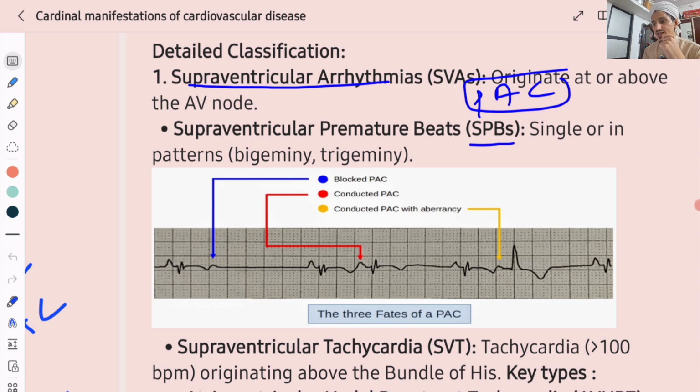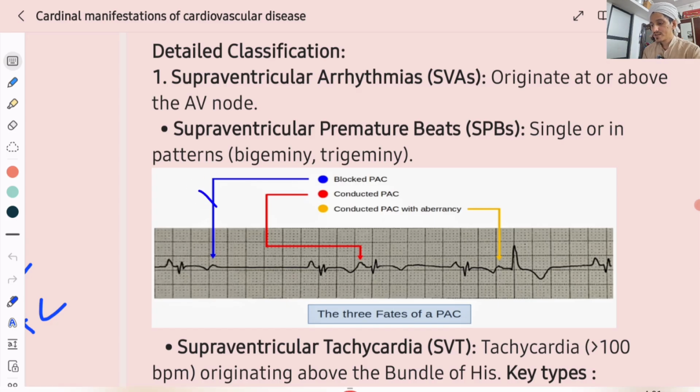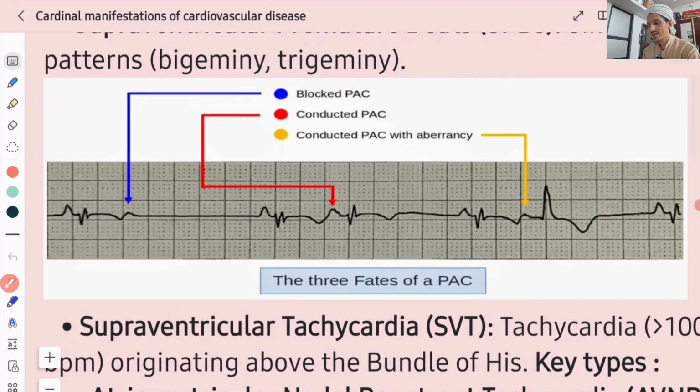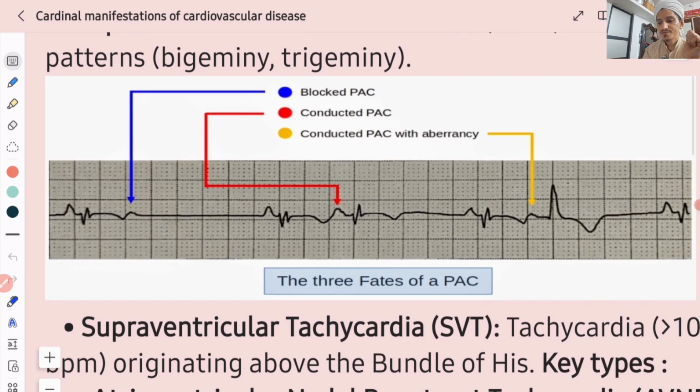They can be in bigeminy or trigeminy. Bigeminy means every alternate beat will be a premature atrial contraction. Trigeminy means every third beat will be a premature atrial contraction. Now there will be three phases of this premature atrial contraction. What are the three phases?